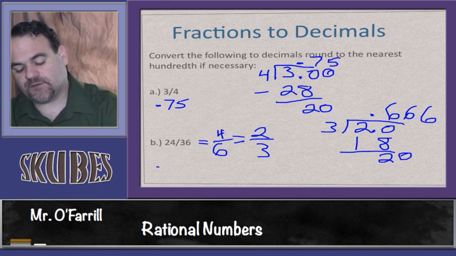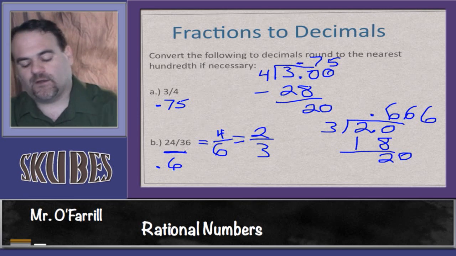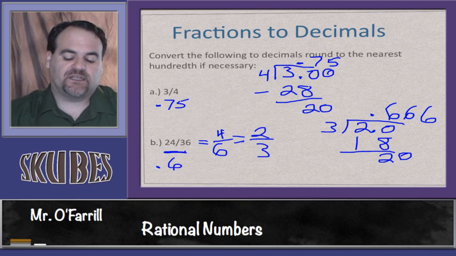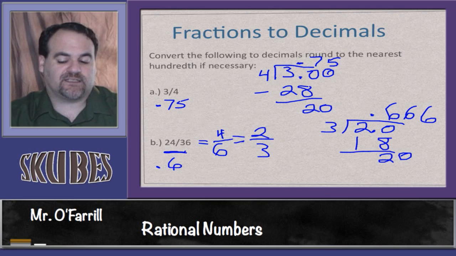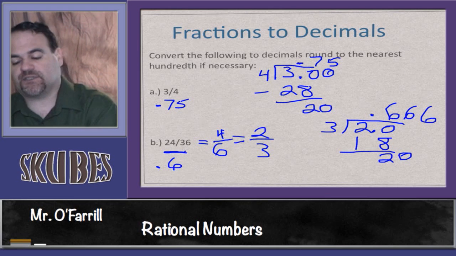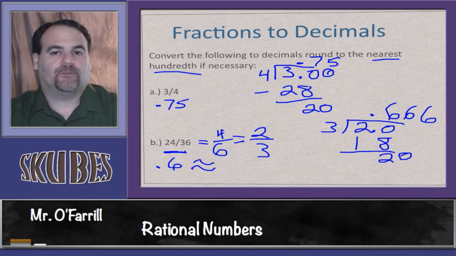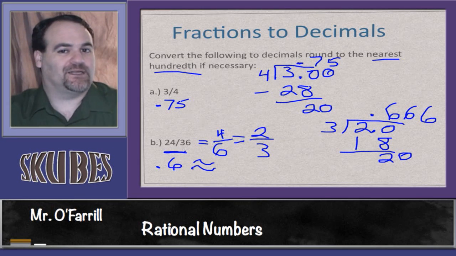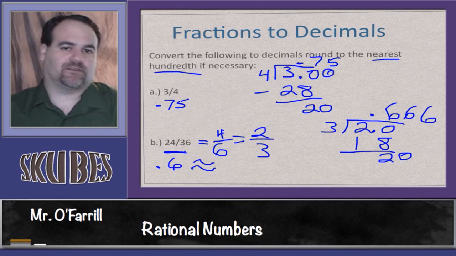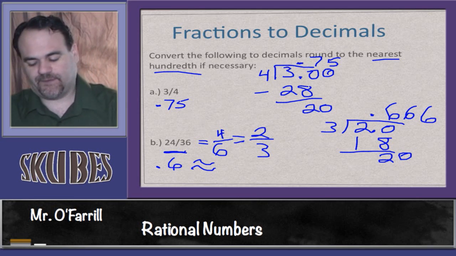What we're going to write down is 0.6, and I'm going to put a little bar over that, which indicates it's 0.6 repeating. That's the exact amount. Since the instruction says to round to the nearest hundredth, we could say that that approximately equals, and that's what an approximately equal sign looks like too. It's an equal sign that's a little wavy.